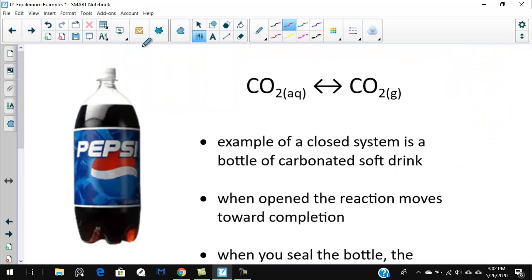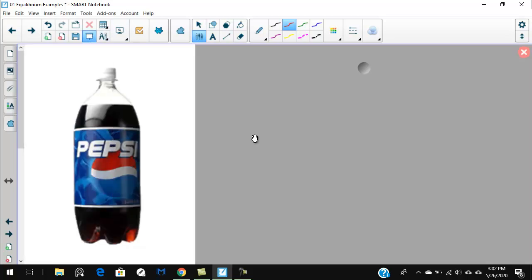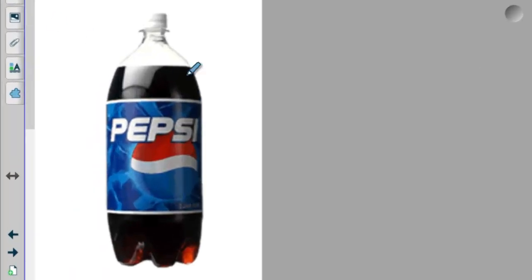Maybe just one last example in this video, just to give you something a little more common to think about. If we were to think about a bottle of pop, you've got an equilibrium reaction existing inside this bottle of Pepsi or whatever kind of beverage you want to drink. In the top here, there is CO2 gas. And that's why the bottle is under pressure.